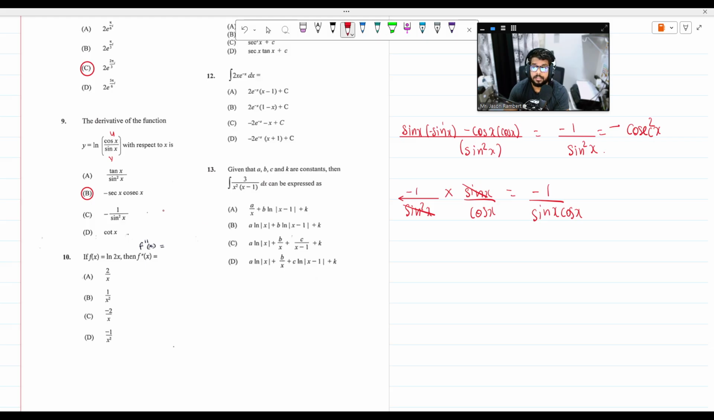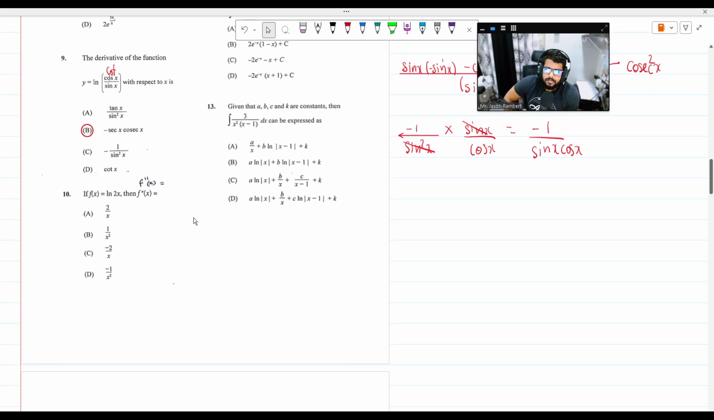And yes, there is the other way to do it as well. Cos on sine is cot. And by differentiating this, knowing what the derivatives are, the derivative of cot x is negative cosec squared x, sorry. And then we have to divide by cos x over sine x.